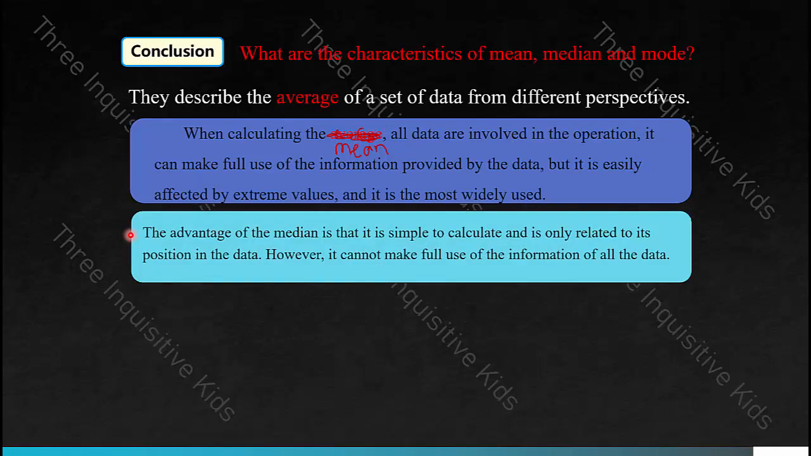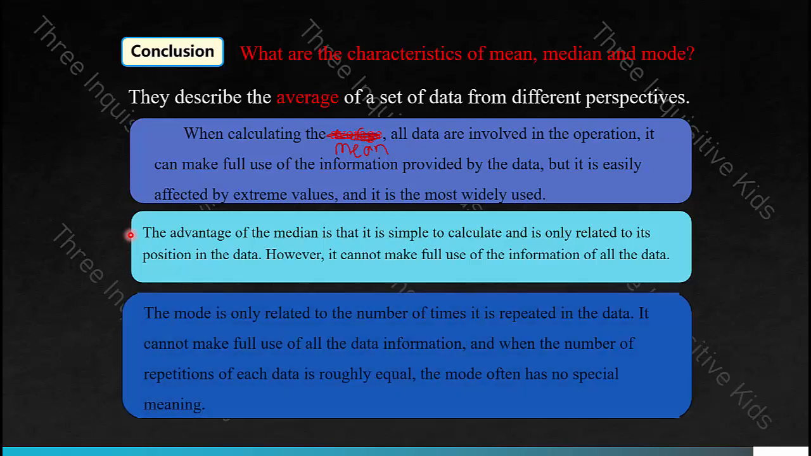The advantage of the median is that it is simple to calculate and is only related to its position in the data. However, it cannot make full use of all the information in the data. The mode is only related to the number of times it is repeated in the data. It cannot make full use of all the data information, and when the number of repetitions of each data is roughly equal, the mode often has no special meaning because, we already know, there can be more than one mode. So sometimes it doesn't give us what we're looking for, which is one number, one average of a set of data.